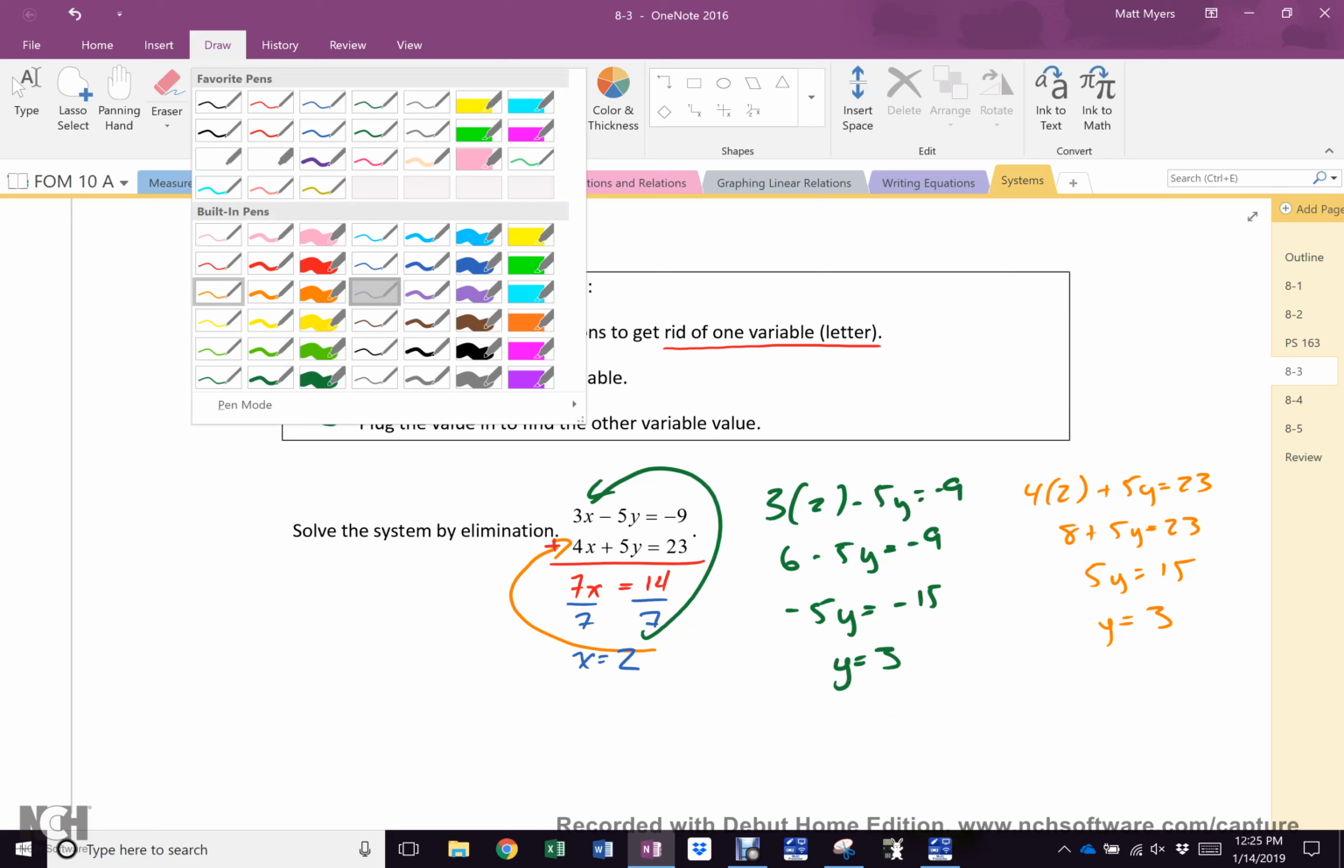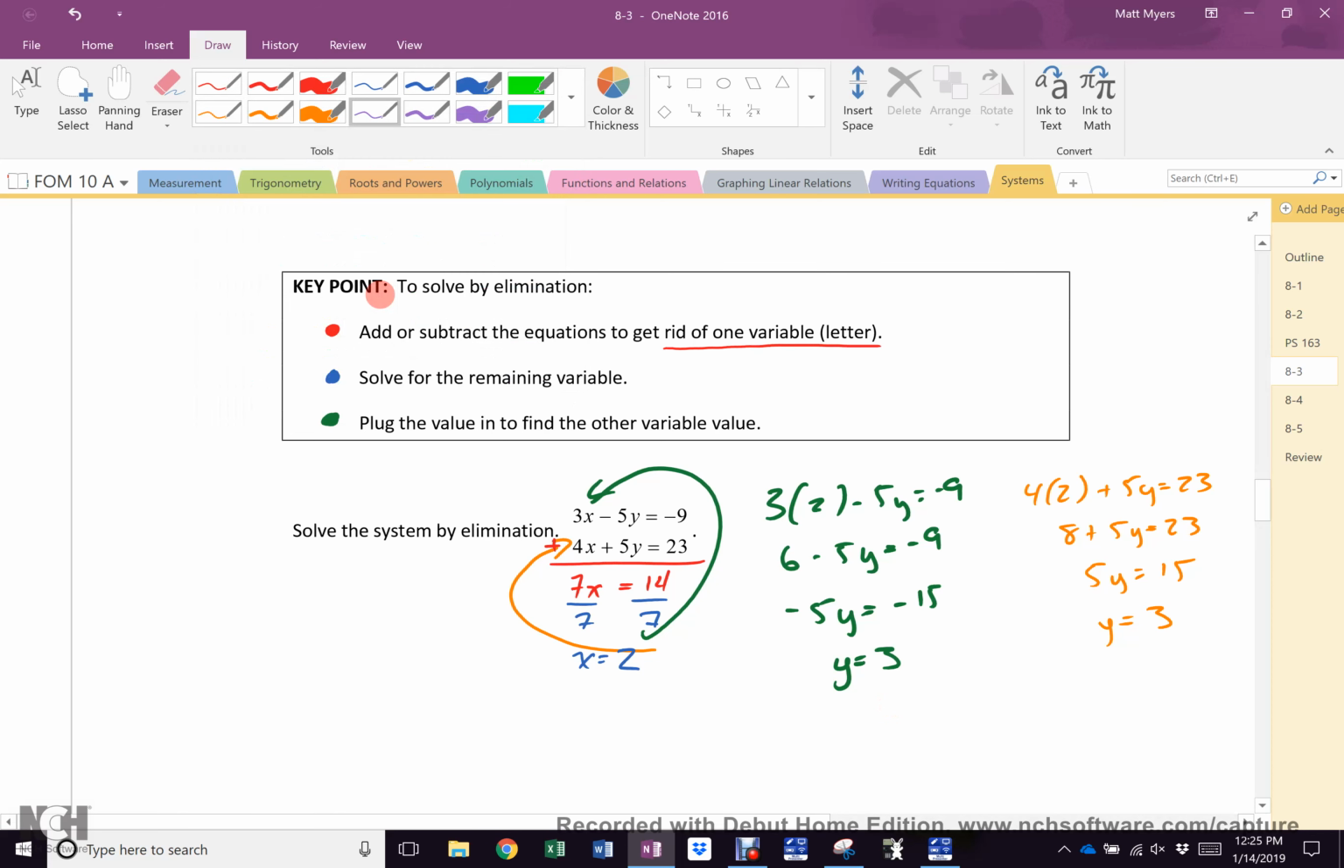Mr. Myers, did I do this right? Kid, did you do this right? I don't know. Of course you know, because you know your answer is supposed to be 2, 3. What letter does that 2 represent? X. What letter does that 3 represent? Y. Is 6 minus 15 negative 9? Last I checked. Is 8 plus 15, 23? Last I checked. So, kid, you did it right. Got it?